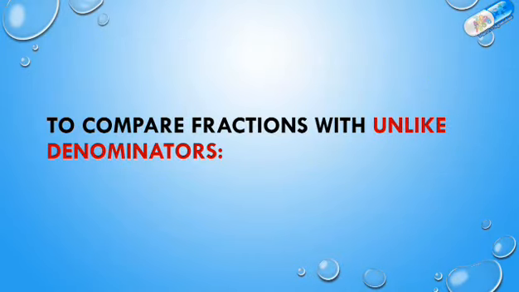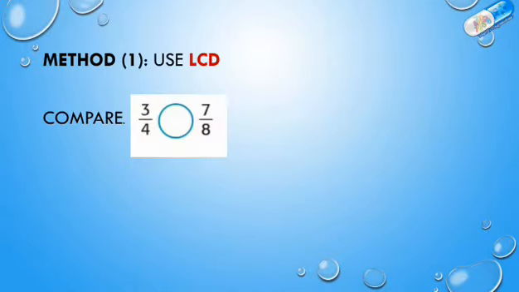Now, to compare fractions with unlike denominators. If the denominators are different, what are we going to do? We have two methods. The first method is called the LCD method. And we're going to know what the LCD is after we do this comparison. We have 3 over 4 and 7 over 8. These two fractions have different denominators, as you see here. Here the denominator is 4 and here is 8.